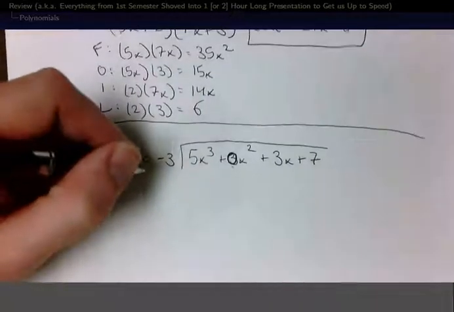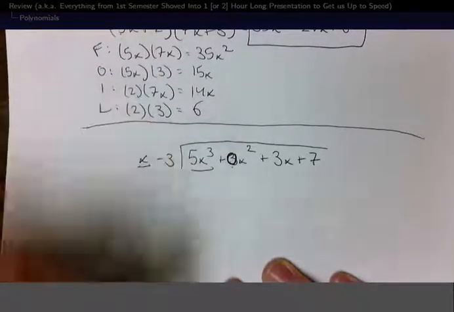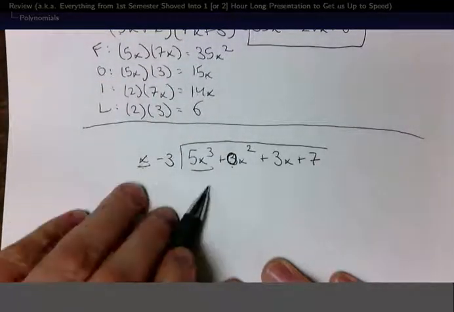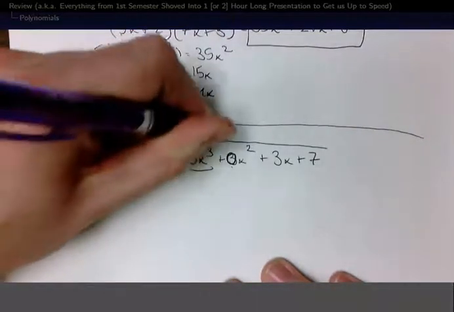Alright, so then to divide these two, I'm just going to say, okay, what do I need to multiply x by? So I'm just looking at the leading terms. So what do we need to multiply x by to get 5x to the third? In this case, the answer is going to be 5x squared.